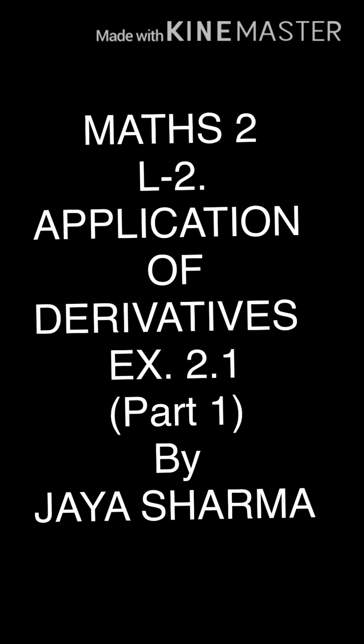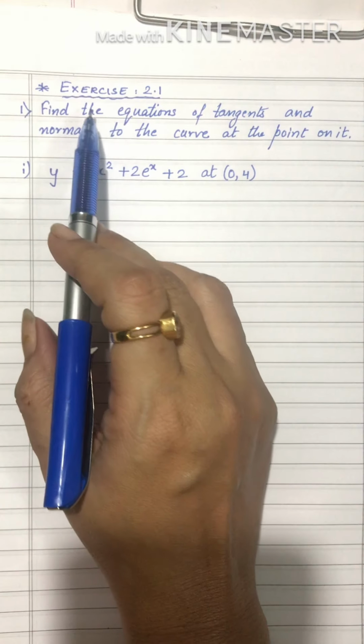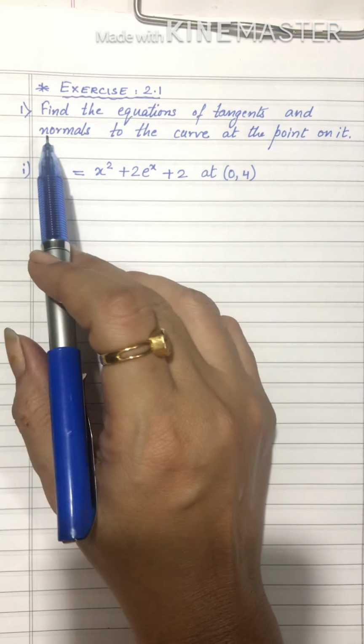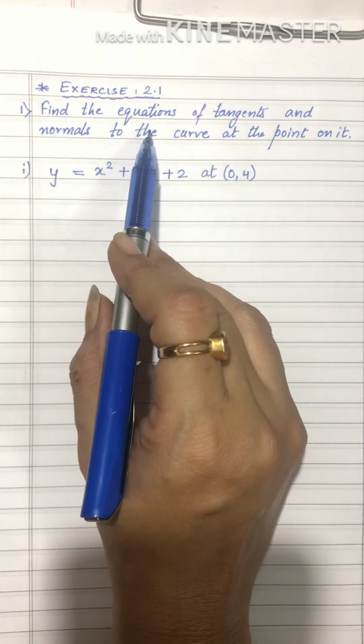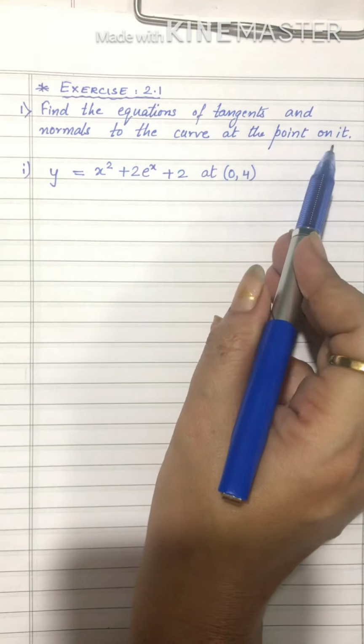With this video we will start with Maths 2 lesson number 2, application of derivatives. We will be seeing few sums from exercise 2.1. This is exercise 2.1 and I'm starting with question number 1. They say find the equations of tangents and normals to the curve at the point on it.